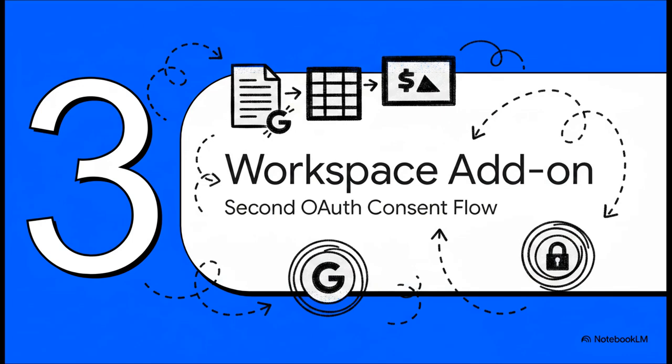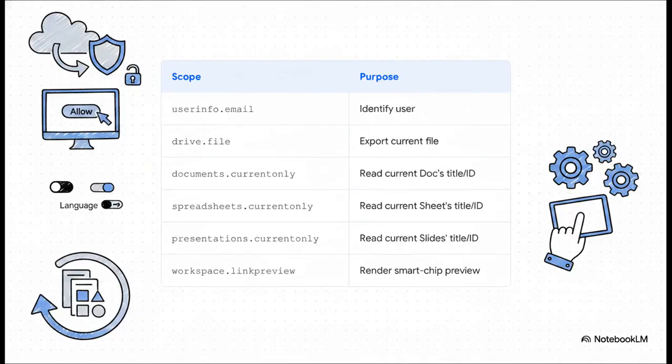We're now moving on to demonstrate the second and separate OAuth consent workflow. This one is for the Goodi Sign Google Workspace Add-on, which runs inside of Docs, Sheets, and Slides. Here is the full OAuth consent screen for the add-on. And just like before, I'll point out that the language toggle in the bottom left is set to English. I'm going to allow access now so we can demonstrate the requested scopes.